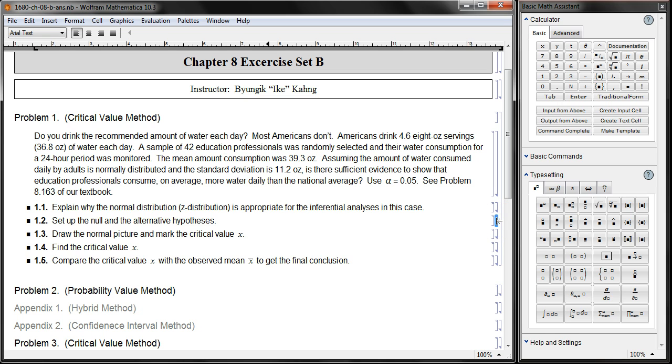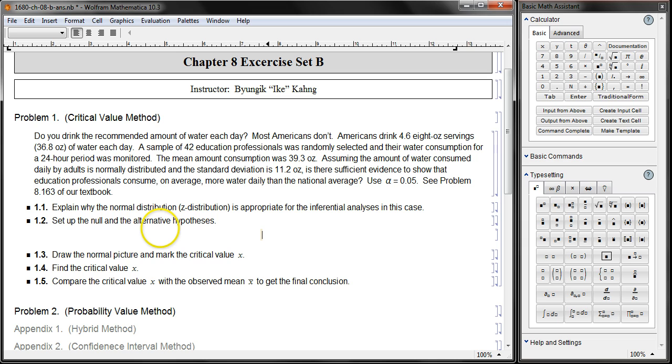Next, let's set up hypotheses. Null hypothesis. What does that look like?